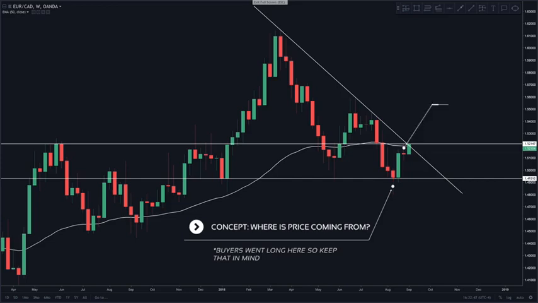Knowing this, just a doji isn't enough. So if you were to take a trade short, we would need more confirmation through the daily. So let's jump to that.